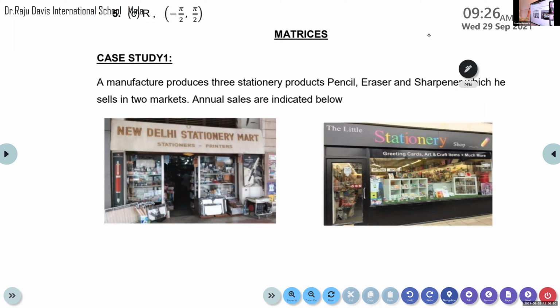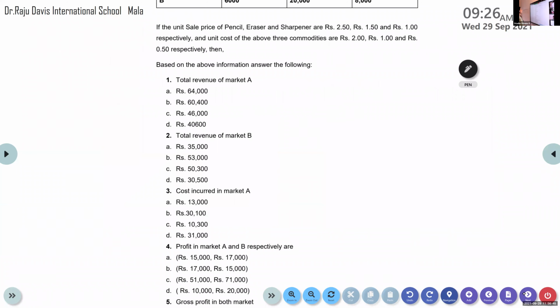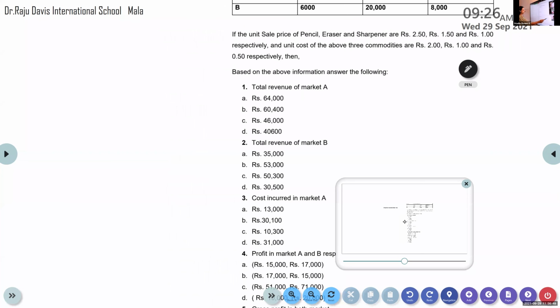Now listen, a manufacturer produces 3 stationery products, pencil, eraser, and sharpener, and sells in 2 markets. He's having 2 shops, selling in 2 places. Now what is the next thing given here?